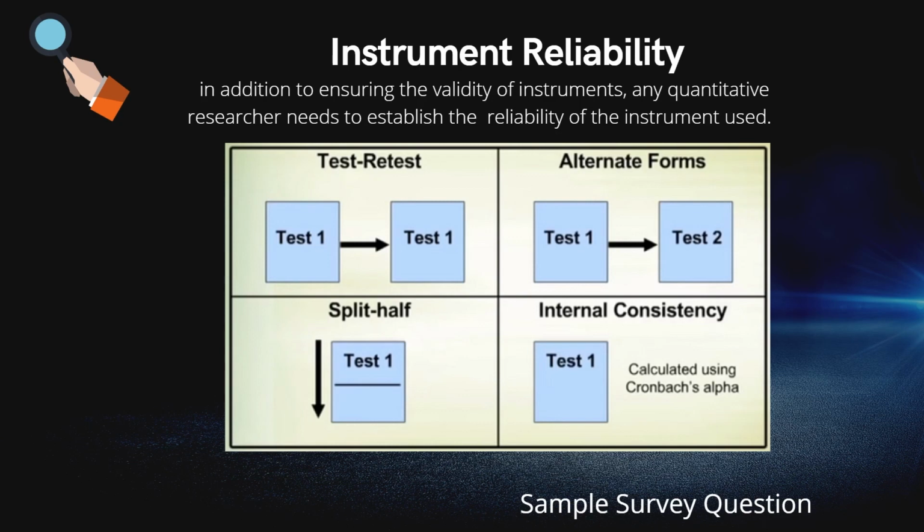So another form of doing this is the split half. The split half is you divide the test questionnaire, or the instrument that you have, into two parts, right? So the one part and the other part, and then you try to check the internal consistency of the test that you have.